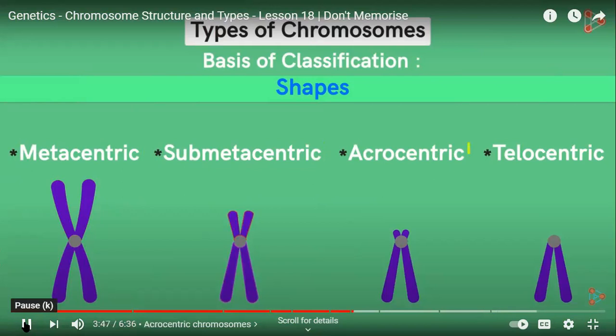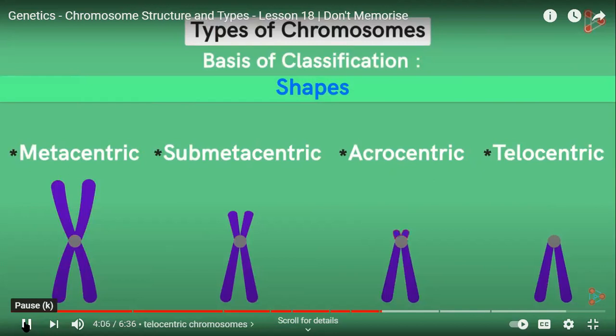The next type is the acrocentric. In this, the centromere is seen almost towards the end region. The term acro in Greek relates to peak. Thus, the name acrocentric refers to the type where the centromere is near the terminal region.